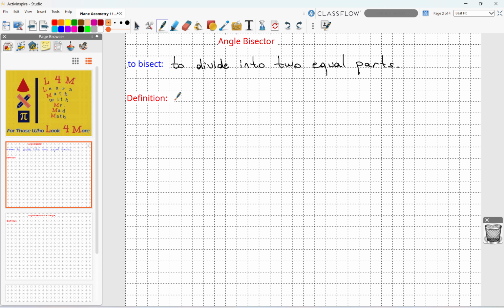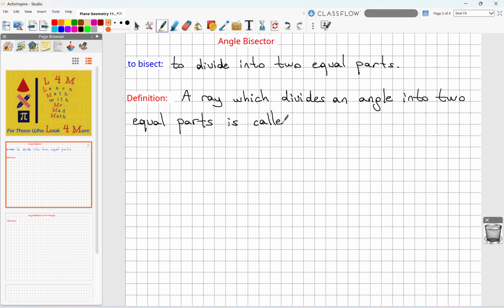Let's define it formally. A ray which divides an angle into two equal parts is called the angle bisector of that angle.